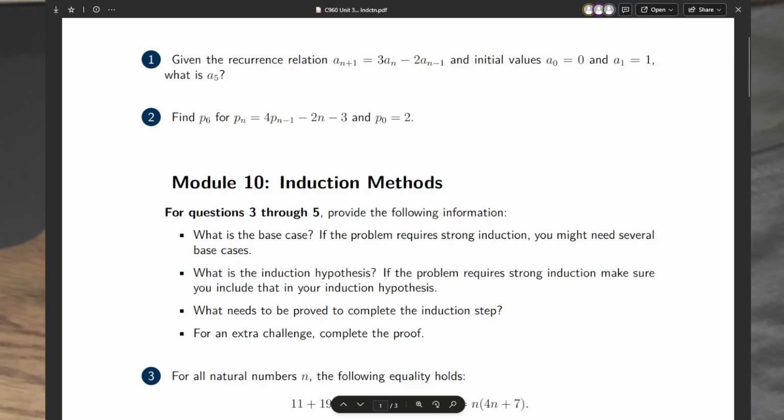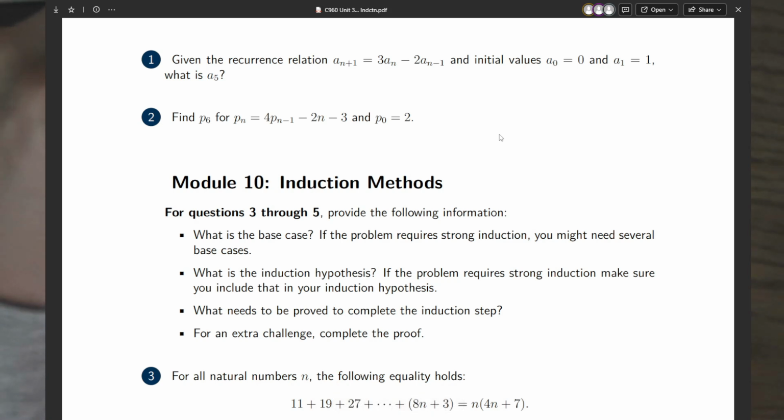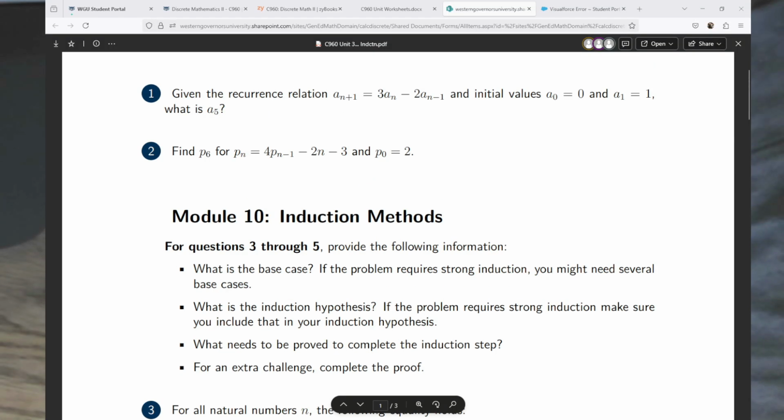So I'm going to switch over to my other display here to show you some of the problems that we have. Given the recurrence relation a(n+1) = 3a_n - 2a_(n-1), and initial values a_0 = 0 and a_1 = 1, what is a_5? This one isn't having us do any induction necessarily, it's just asking us to plug in values into this formula and grab stuff from there.